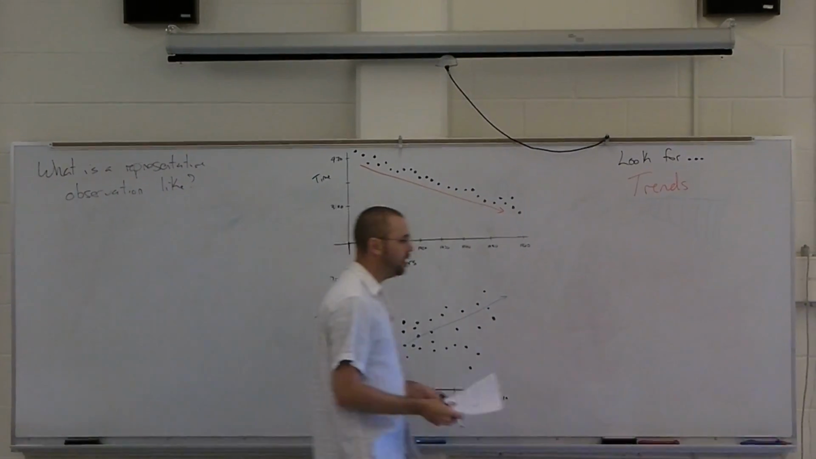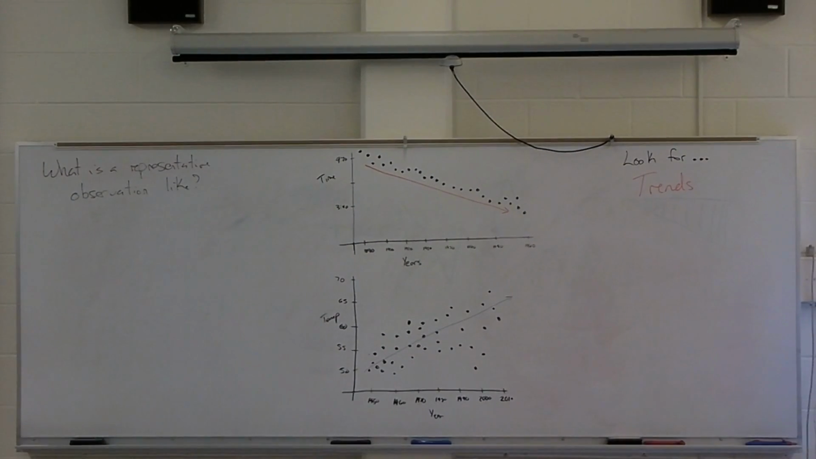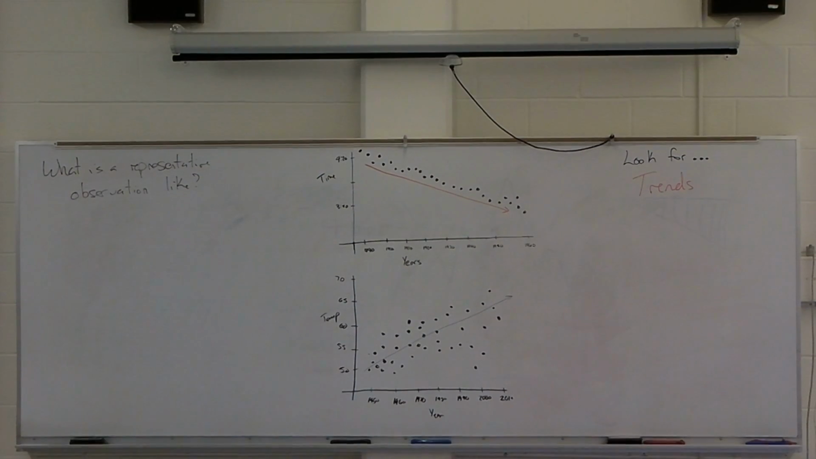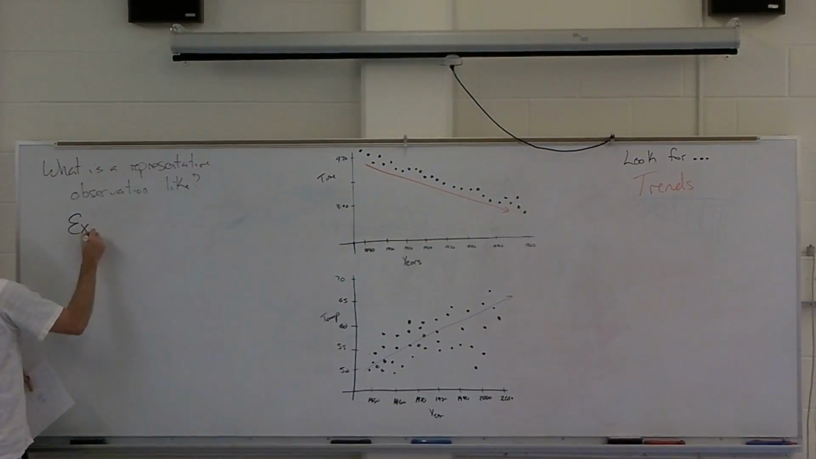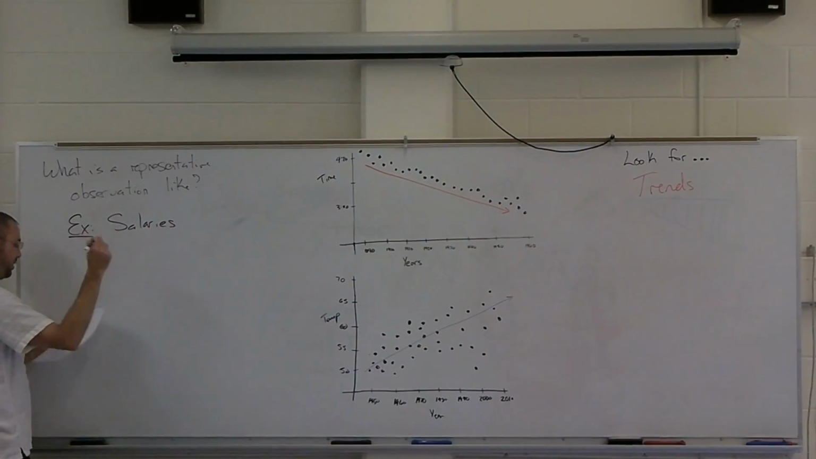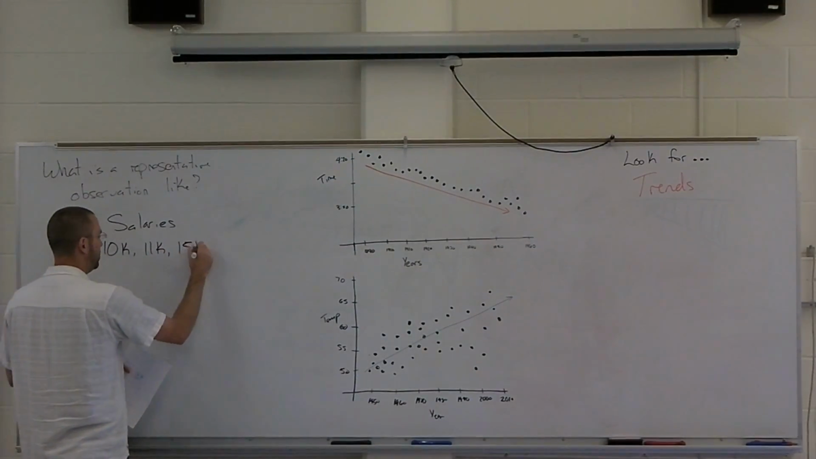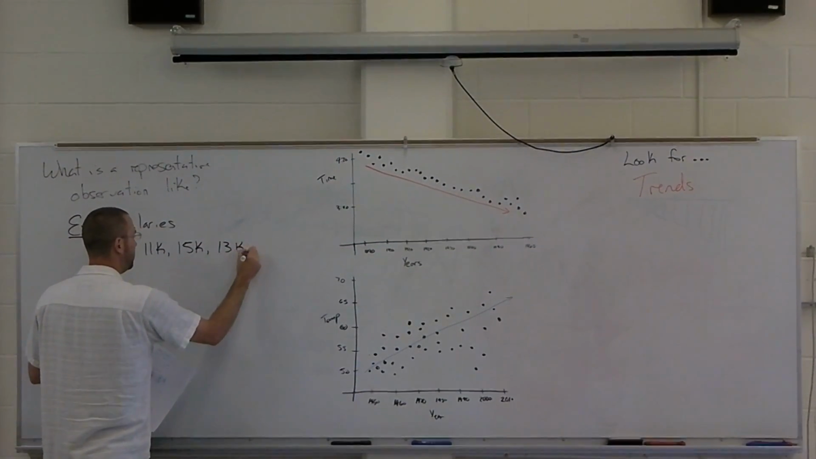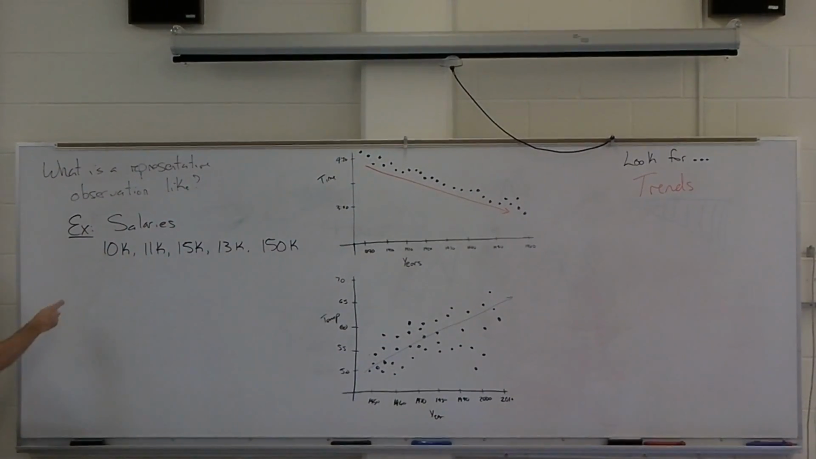I'm going to give you some data up here, and I want you to take a moment to look at the data I put up here and tell me what you think a representative observation would be. First example here: salaries. And here are the salaries that we have: 10,000, 11,000, 15,000, 13,000, 150,000. That's our first one.